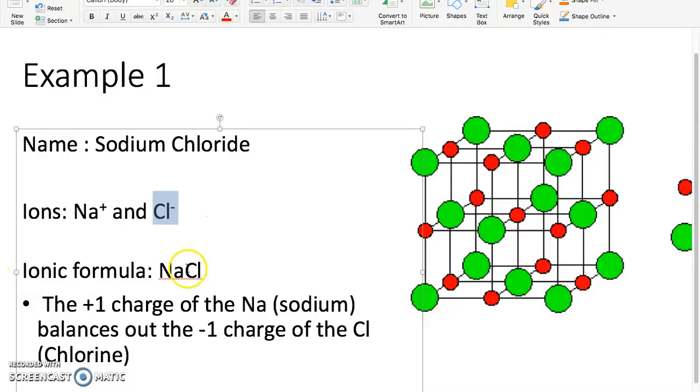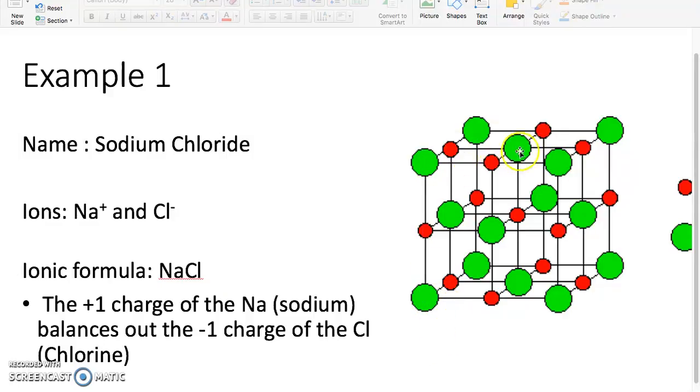So we can then write the ionic formula, NaCl, in this case because the sodium has a +1 charge and the chloride has a -1 charge. The charges on the ions balance out without any subscripts, so the final ionic formula is just NaCl. This is reflected in its crystalline structure, shown in this picture here, because for every chloride ion, there is a sodium ion.